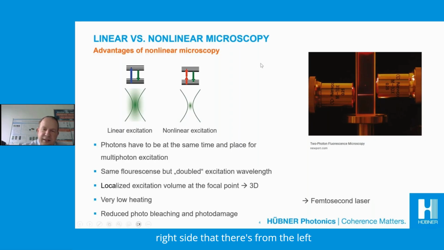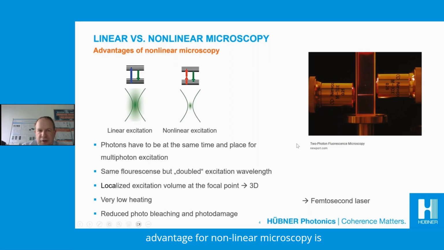You can see on the right side that from the left side a beam is coming. In the linear case, you just see the beam. From the right side, you see that there's a very tiny spot in the middle. This is exactly the focus. And this is why I mentioned photons have to be exactly at the same time and at the same space. You only get an interaction in the focus because the peak power is high enough that you can excite a molecule. You can now think about moving the focus in all directions, which in the end gives you some kind of 3D imaging opportunities.